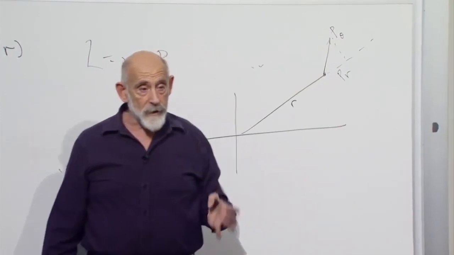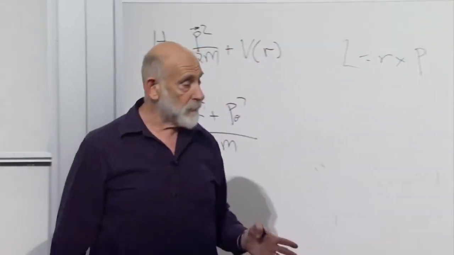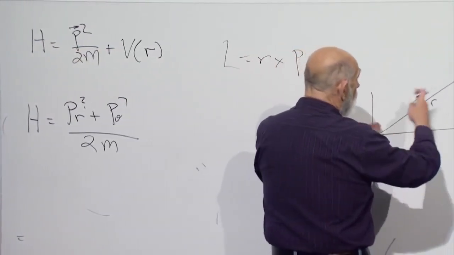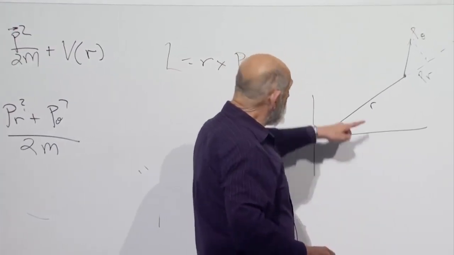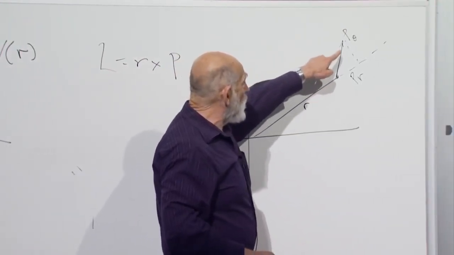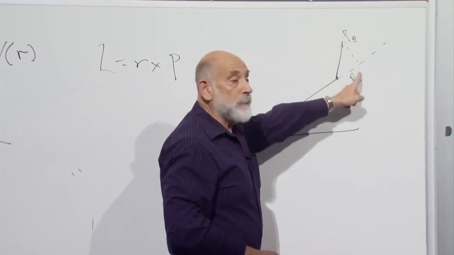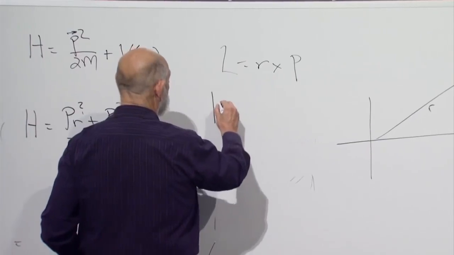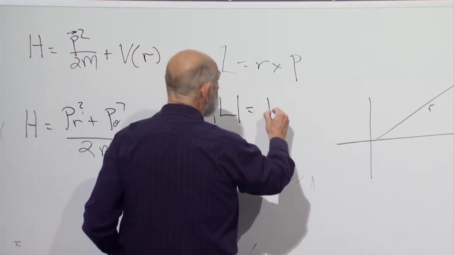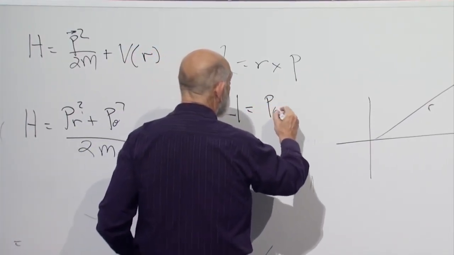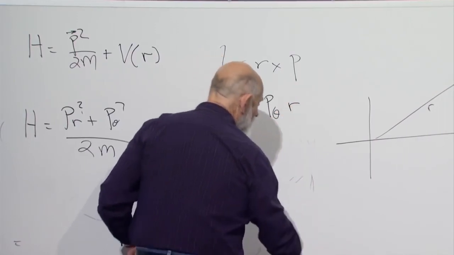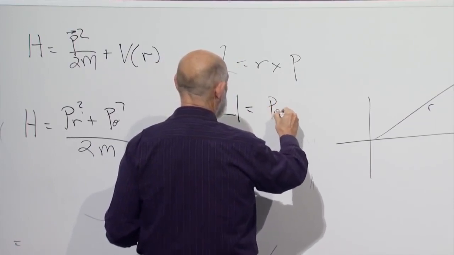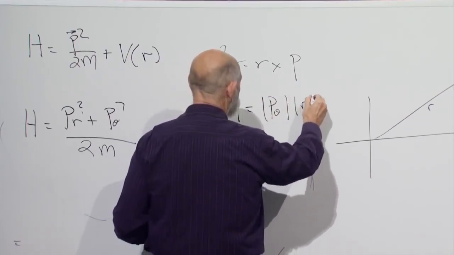Is that clear to you? That p theta times r is the angular momentum. R cross p, the magnitude of it, is the magnitude of r times the magnitude of p theta. So the magnitude of the angular momentum is equal to p theta times r, everybody. The magnitude: p theta times r.